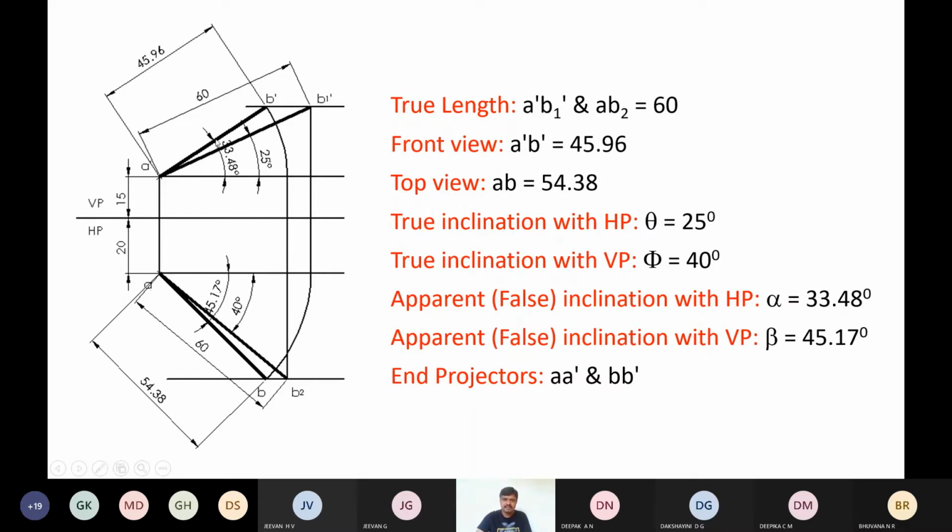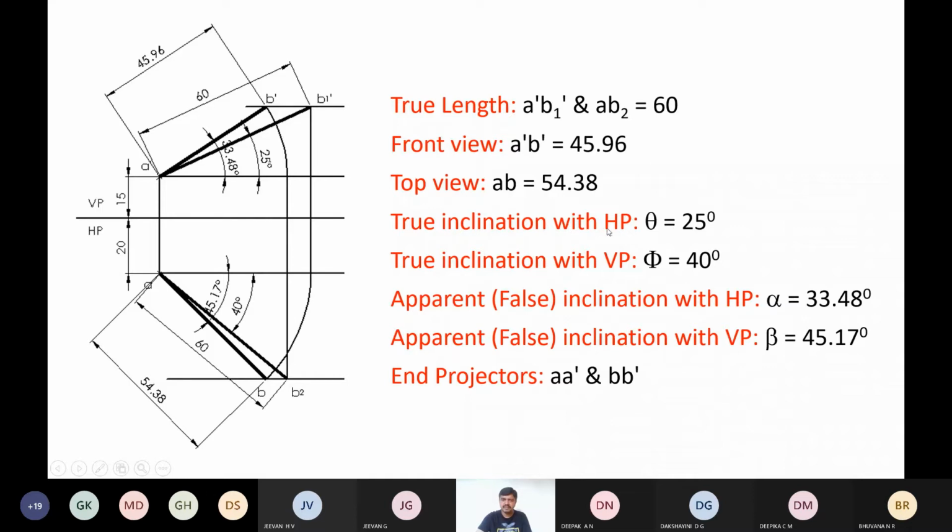Next, here there are two true length lines, A dash B1 dash and A B2. The inclination of this true length line, in front above xy, that is with respect to HP, is called theta, the true inclination with HP. True inclination is always with the true length line, and apparent inclination is always with the apparent length, that is a view. These are related to the true length line.